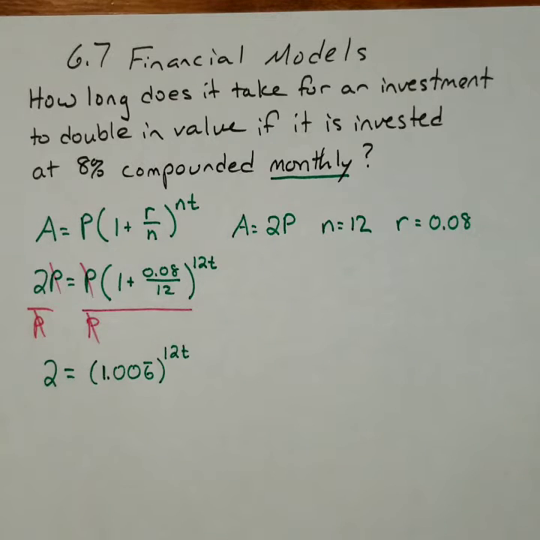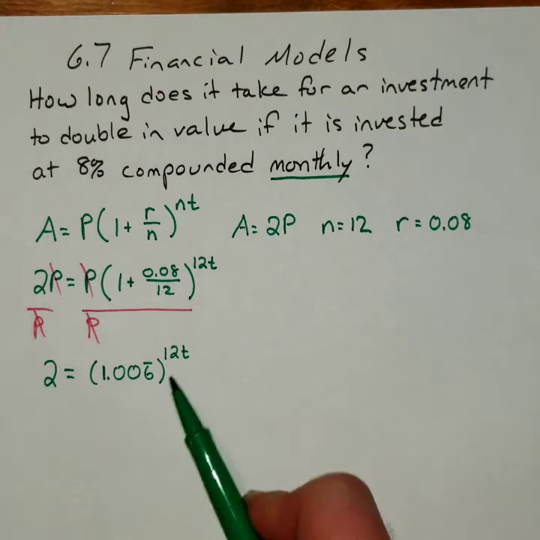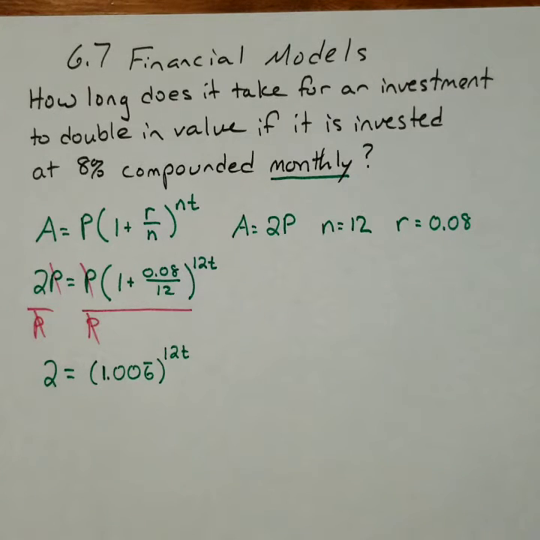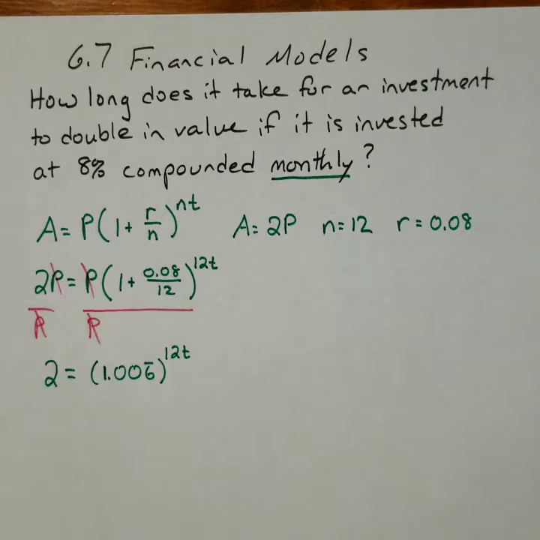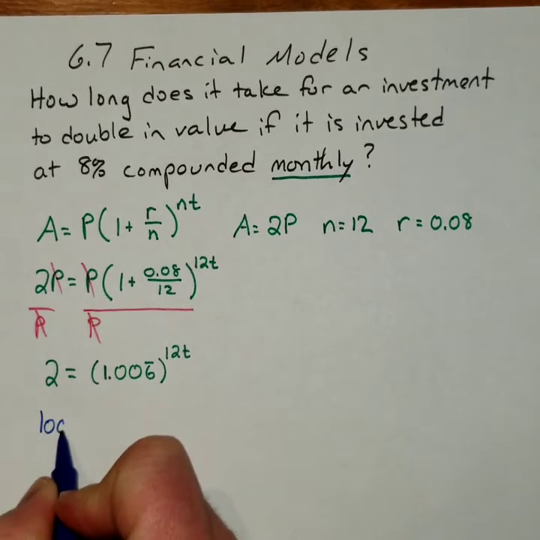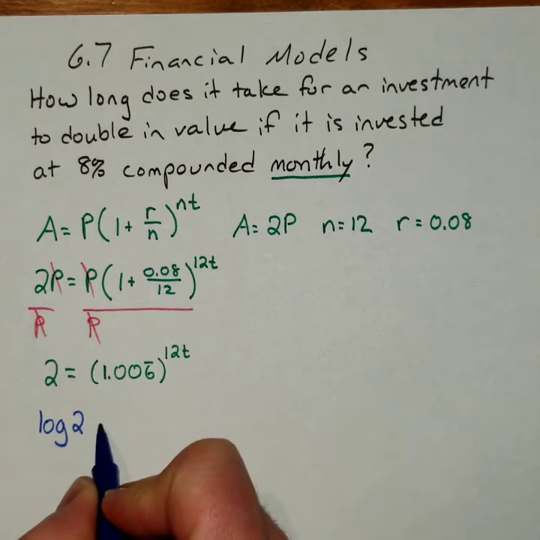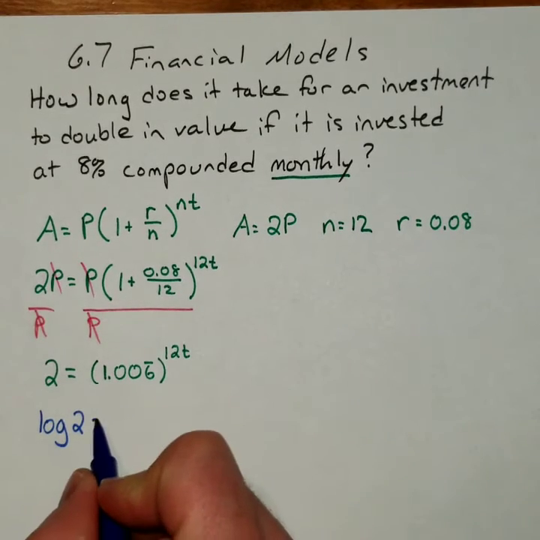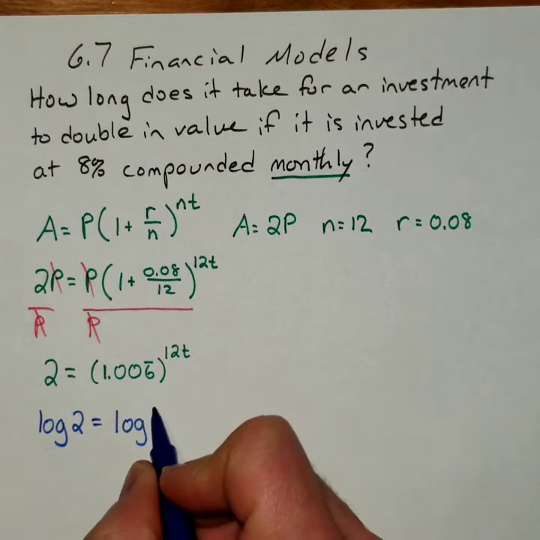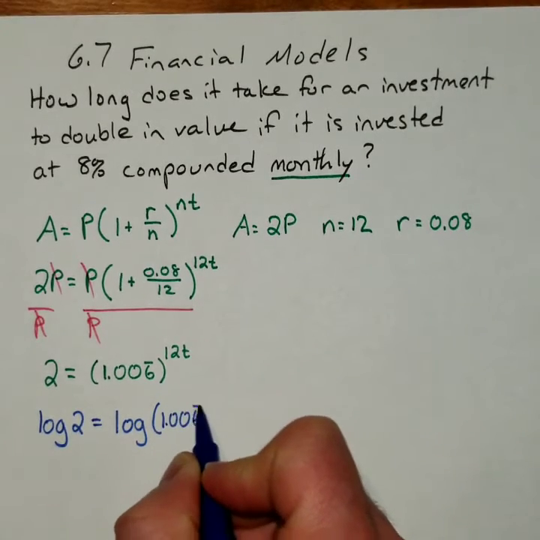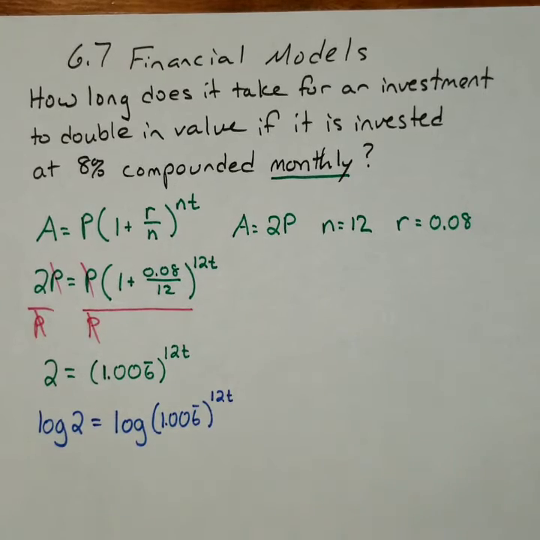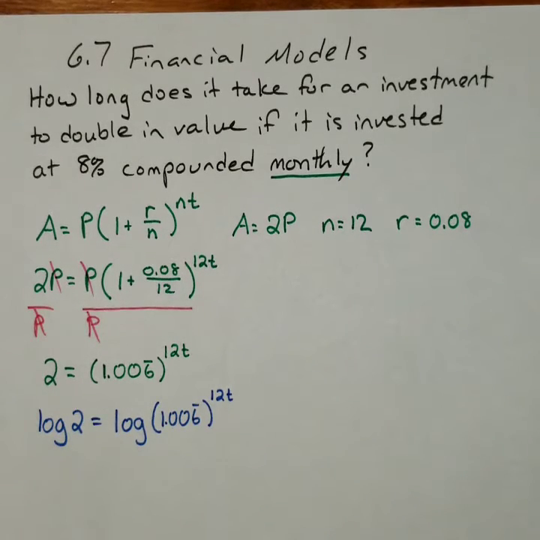Alright, to solve this equation, I need to again take the log of both sides. If you have a variable in an exponent, that's going to be the line of attack. Alright, so taking the log of both sides, you get to choose the base. I used the natural log in the previous example, so I think I'll use the common log in this one. It doesn't really matter what I use. So I'm going to take the common log of 2, and that's going to be equal to the common log of 1.006 repeated to the 12t power. Okay, so I've just applied a common log to both sides.